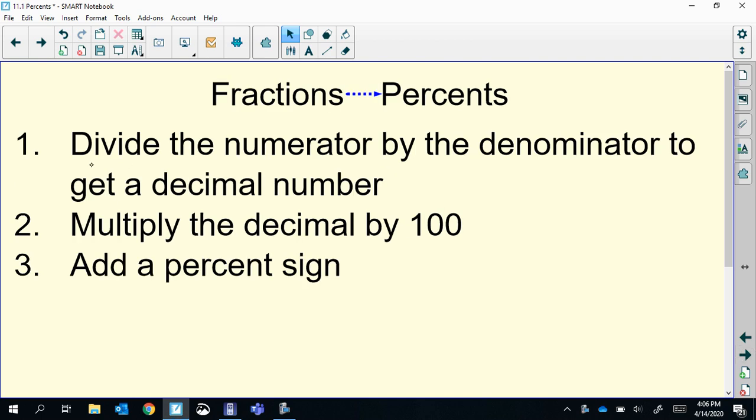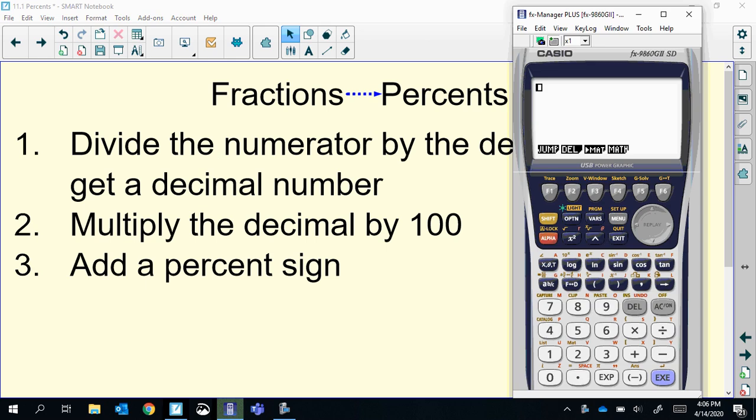So fraction to percent, you just divide the numerator by the denominator and get the decimal. You can use your calculator to make that, that would be your decimal, and then to convert it to a percent, you multiply by 100 and put a percent sign on there. Or you can just move the decimal. Multiply by 100 means move the decimal 2 spots.